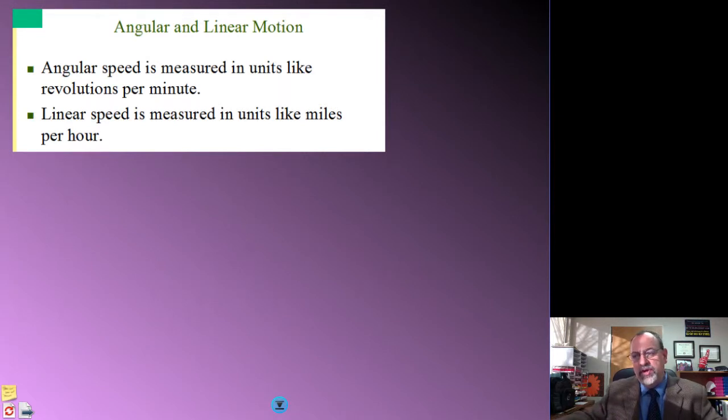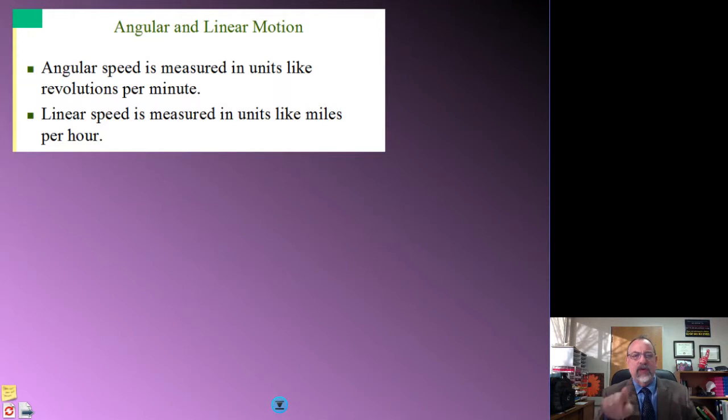How far linearly did you go in a certain amount of time? What we want to be able to do is convert either from linear speed into angular, or angular into linear. The problem is we have to get from something going around in a circle to something going linearly, and so we need some kind of unit multiplier that converts that. So let's talk about that real quickly.